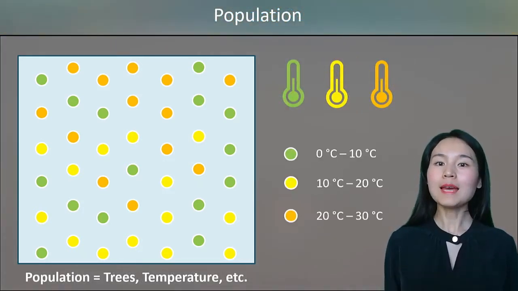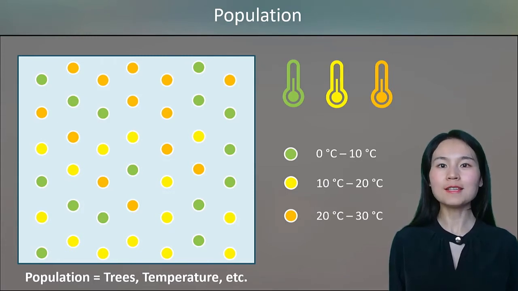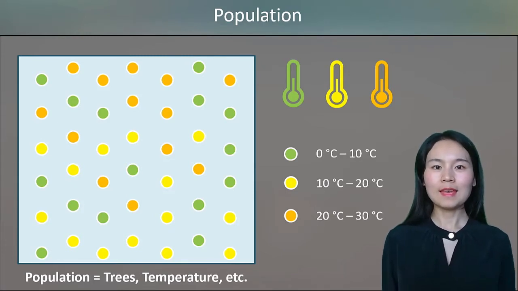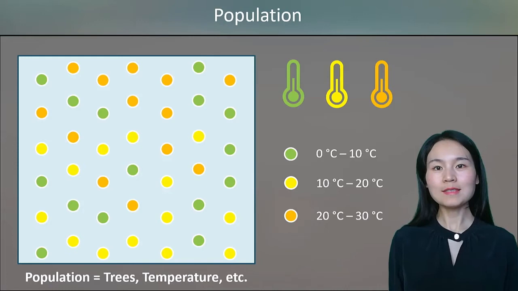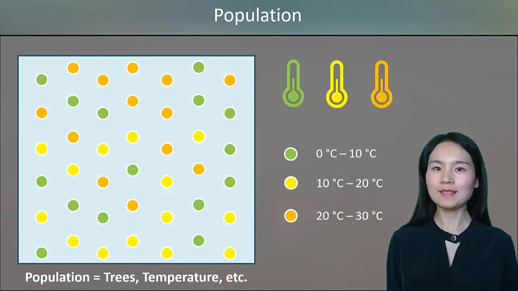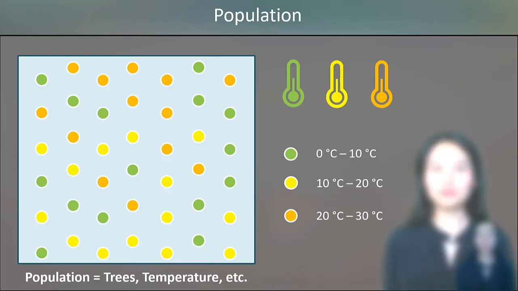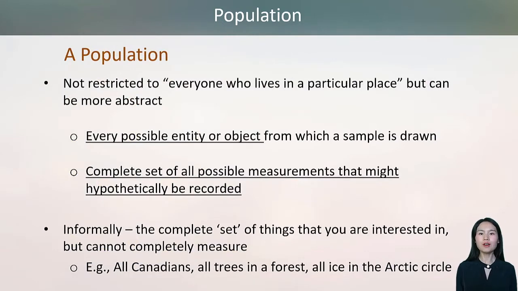They can also be temperature. Different colors represent different ranges of temperature. They can be elevation, snow, or clinics, and so on. The important feature of population is that it is a complete set of all possible measurements that might hypothetically be recorded, but you cannot completely measure them all.